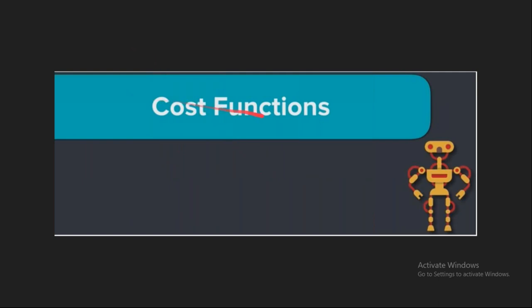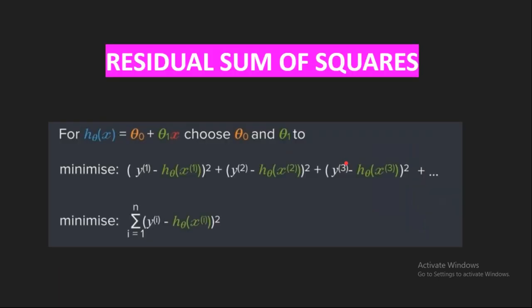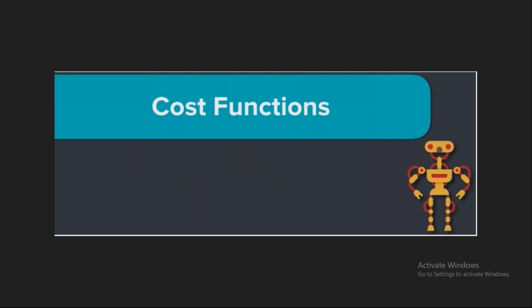Now, this is another jargon, a new terminology that you might come across whenever you go online and read any research papers or blogs about data science or machine learning. They will talk about the cost function. So what exactly is a cost function? This is our cost function, minimizing the error. The residual sum of squares has another fancy name that people give to look smarter: the cost function.